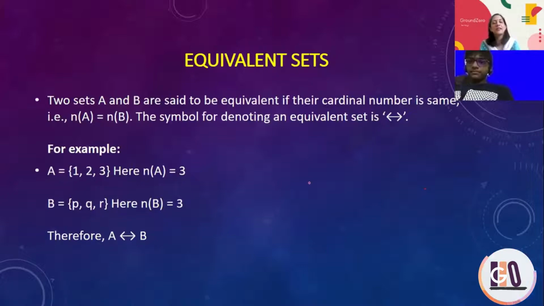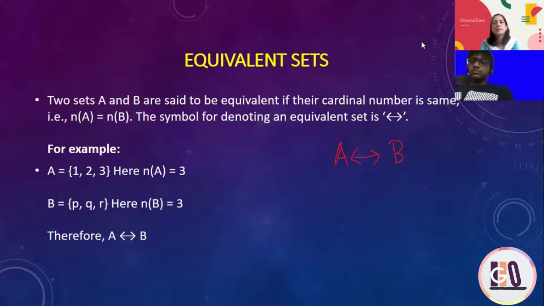What do you mean by equivalent sets? Two sets A and B are said to be equivalent if their cardinal numbers are the same, and this is denoted by this symbol. So if I write A and B are two sets and I use this symbol, this means A and B are equivalent.